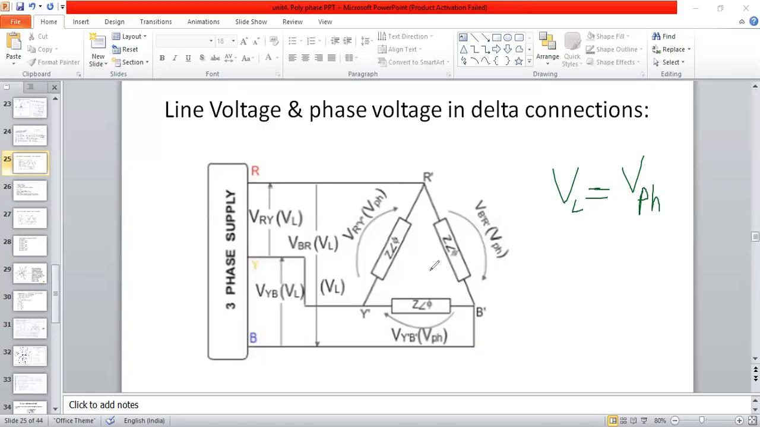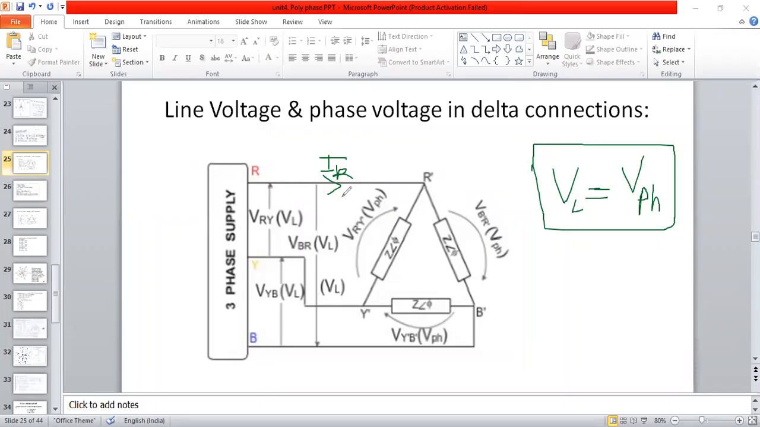Currents were equal. Line current equal to phase current. But here for the delta connection, voltages are equal, but the current flowing through is different. I will start with the current IR. The current flowing from the line, this IR I will consider, is called the line current. IR is the line current.